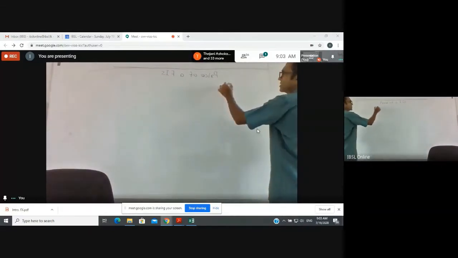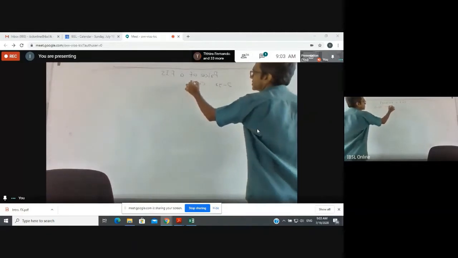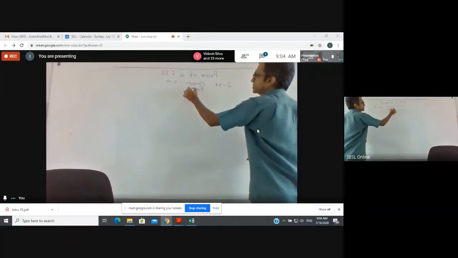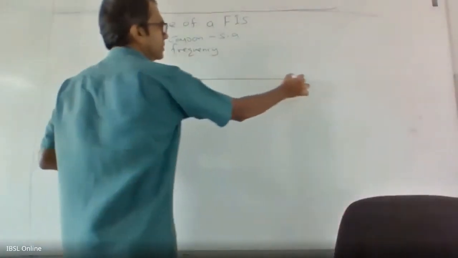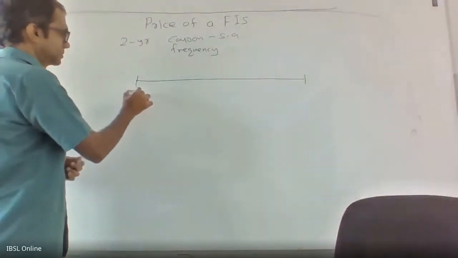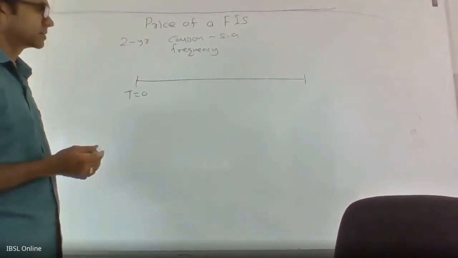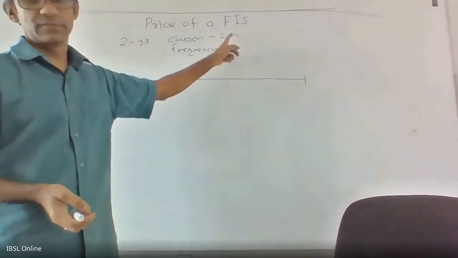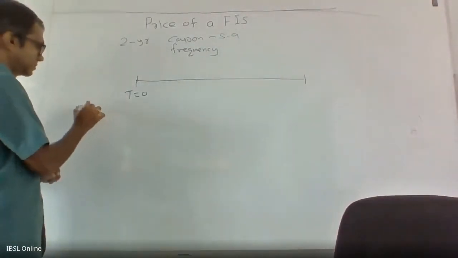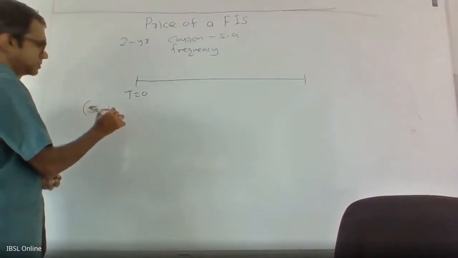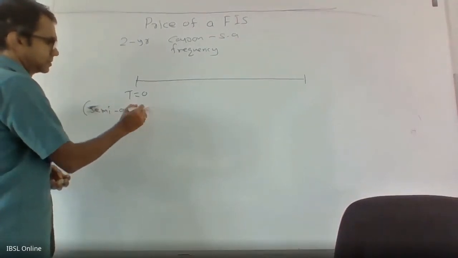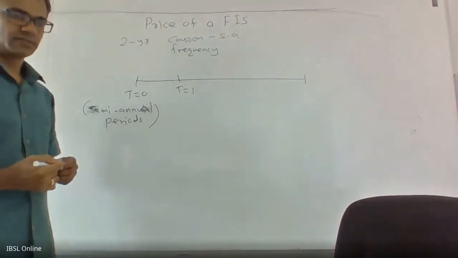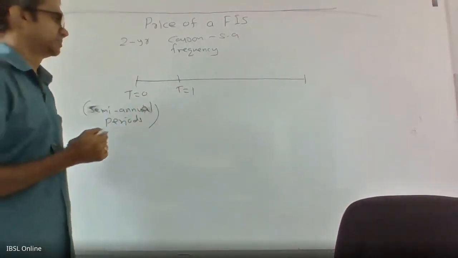Now we'll take a 2-year bond to make it easy, with semi-annual coupon payment frequency. How many cash flows? Now we cannot count periods in years. Why? Coupons are paid semi-annually. So therefore now we count semi-annual periods. Now you can't say t equals 1 is 1 year. It is half a year, a 6-month period.